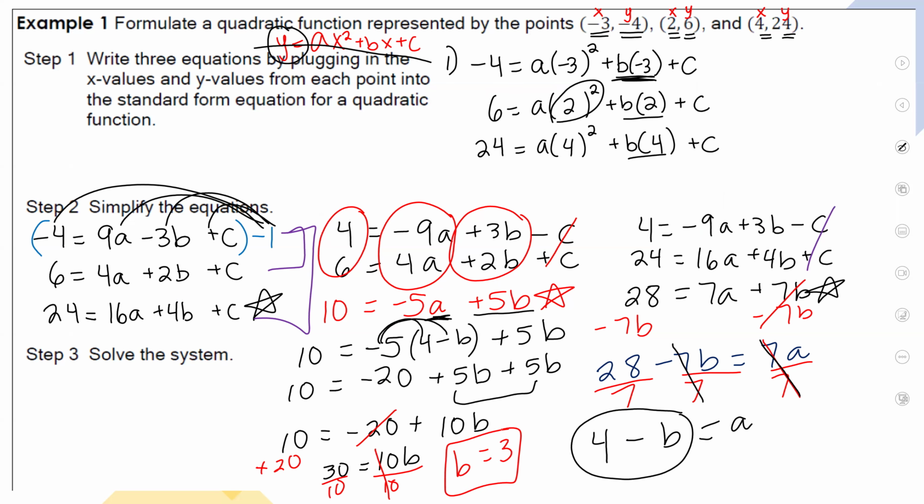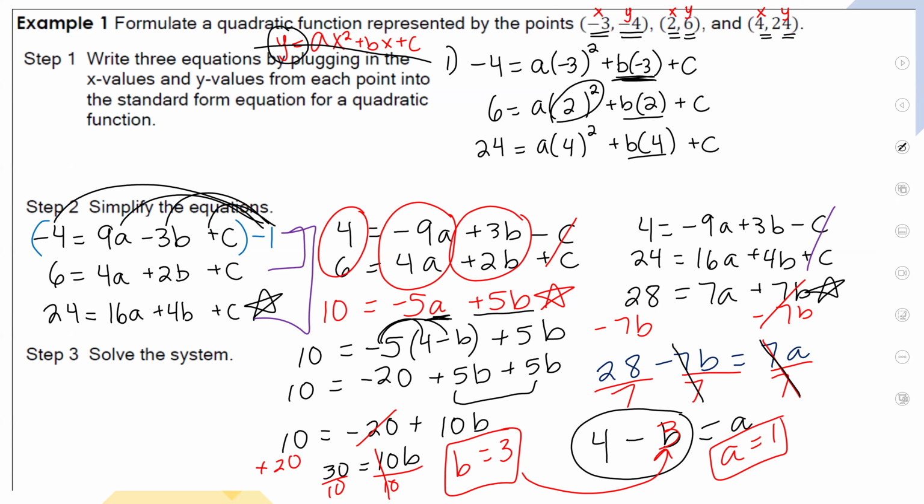How do I figure out what a is? Substitute it into here, plug it into here. So what do you think a is? 1. Plug in a 3 right here, because b is 3. 4 minus 3 is 1. So I know that a is 1.